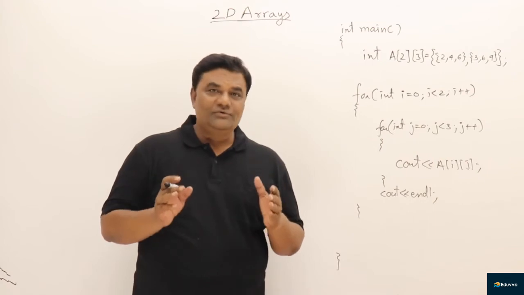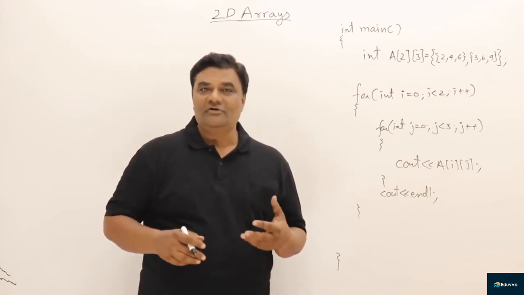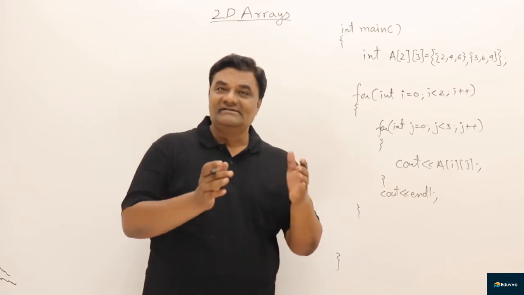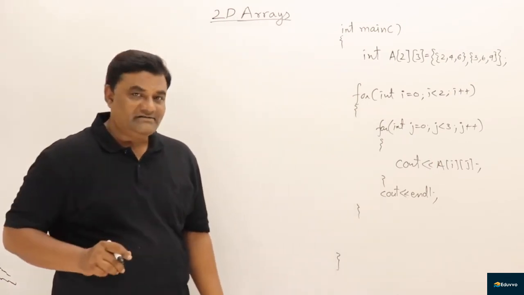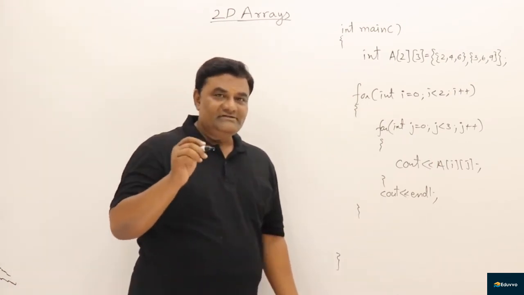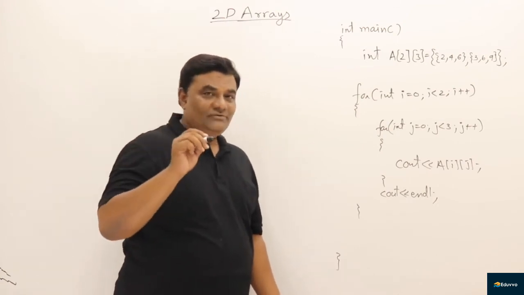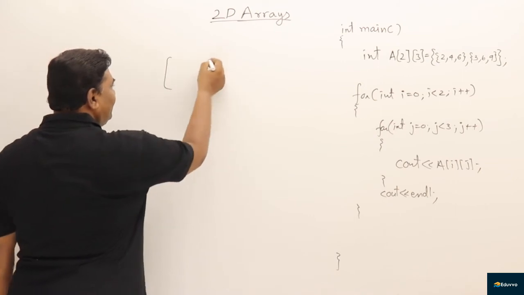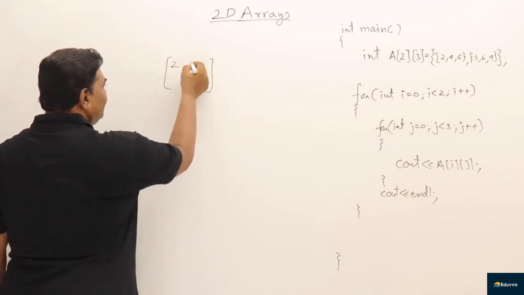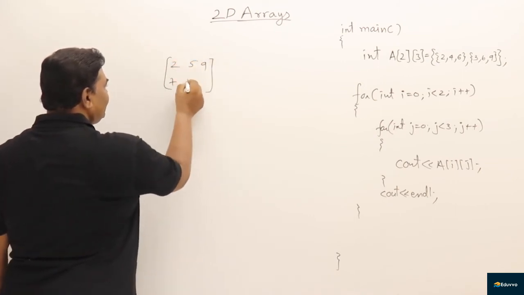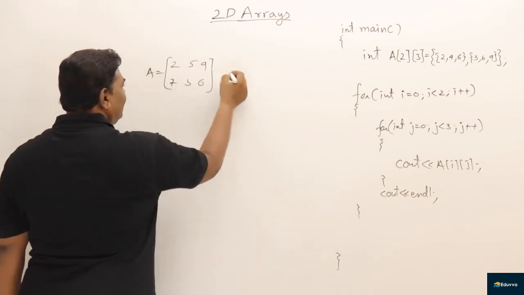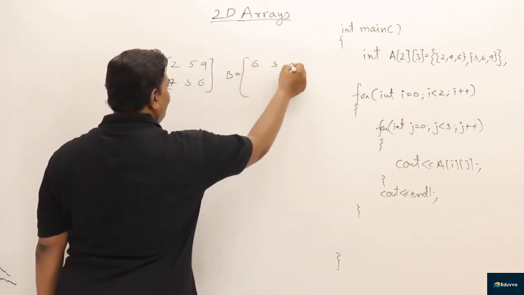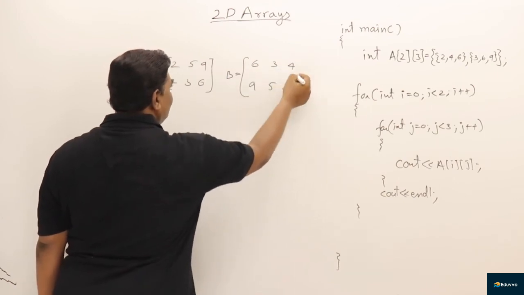Next, mostly two-dimensional arrays are used for performing matrix operations on matrices like adding, subtracting or multiplying two matrices. So let us look at one simple program for adding two matrices. First I will explain how matrices are added. Suppose I have two matrices: matrix A is 2, 5, 9, 7, 3, 6 and matrix B is 6, 3, 4, 9, 5, 2.